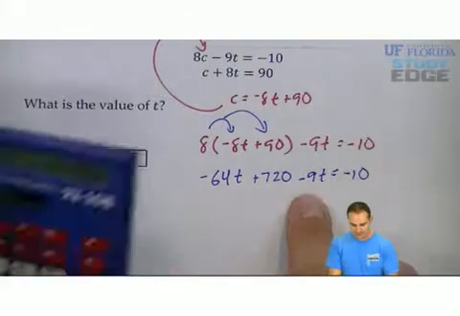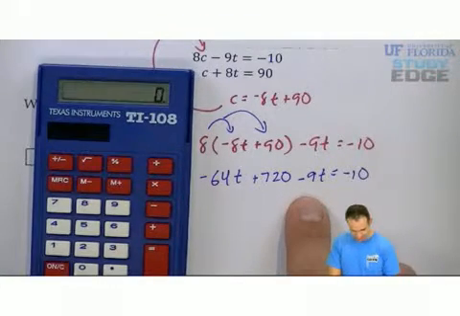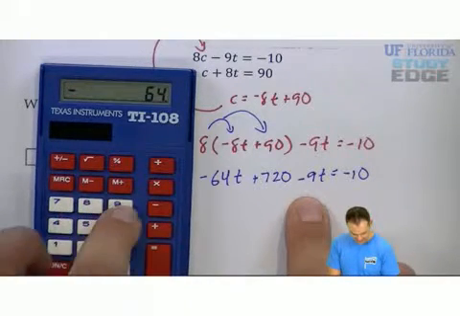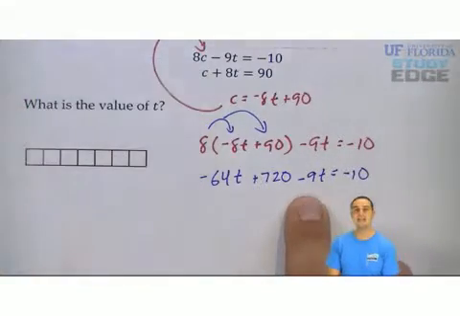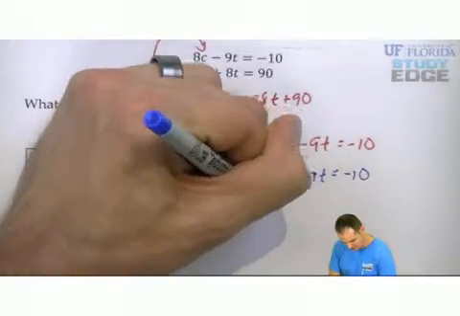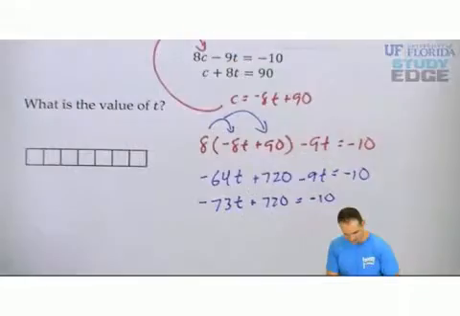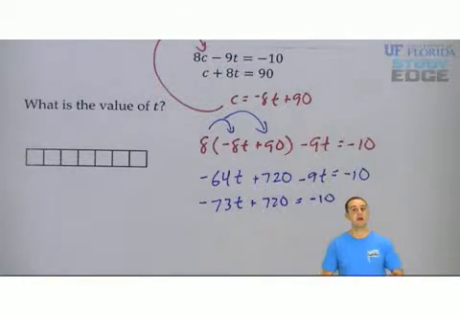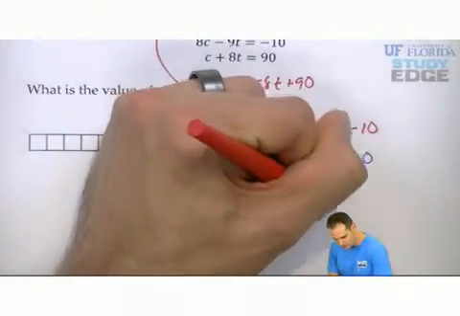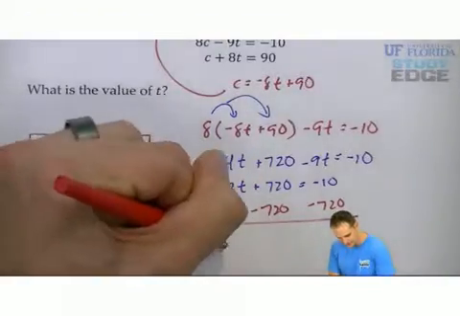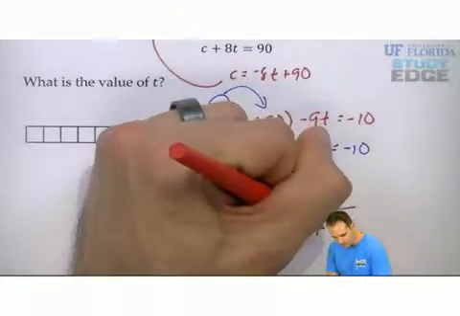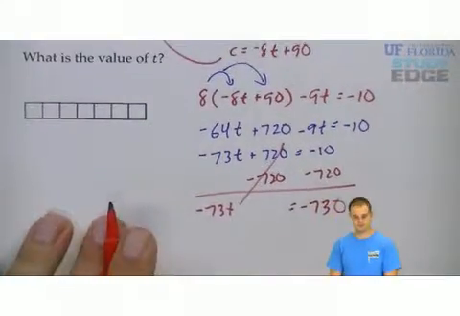Negative 64t minus 9t. 64, make it a negative. Minus 9, gives negative 73t. Plus 720 equals negative 10. Variables are already on one side. Let's subtract the 720 over to the other side. Negative 10 minus 720 will be negative 730.